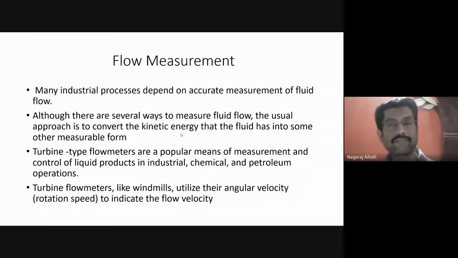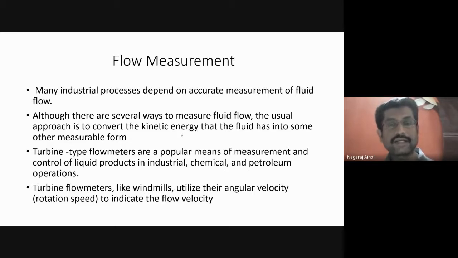As you are aware, and you have studied in your PU level, there are two types of energies: potential energy and kinetic energy. Potential energy is the energy possessed by any object due to its position. And kinetic energy is the energy due to the movement of the object, due to its motion.